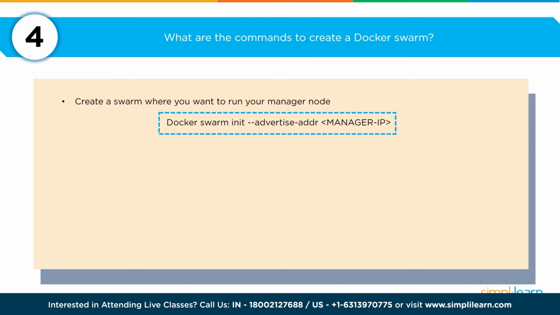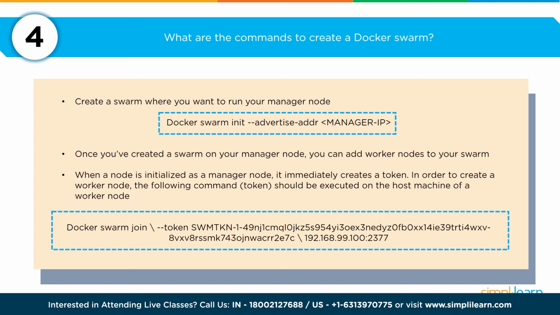So what are the commands to create a Docker Swarm? Here we have an example of what a manager node would look like. Once you've created a swarm on your manager node, you can now add worker nodes to that swarm. Again, when you're stepping through this process, be very precise in the execution steps that need to be taken to effectively create a swarm. So start with the manager node, and then you create a worker node. Finally, when a node is initialized as a manager node, it can immediately create a token, and that token is used for the worker nodes and associating the IP address with the worker nodes.